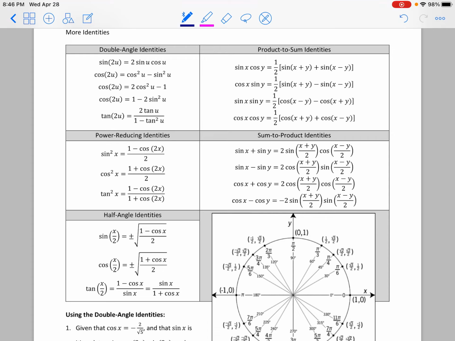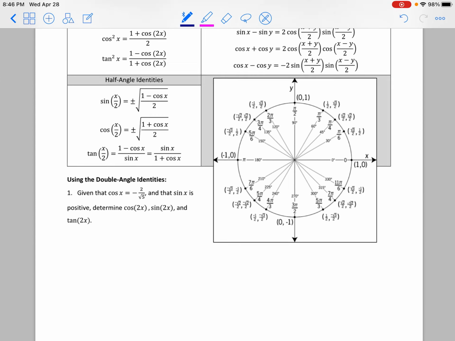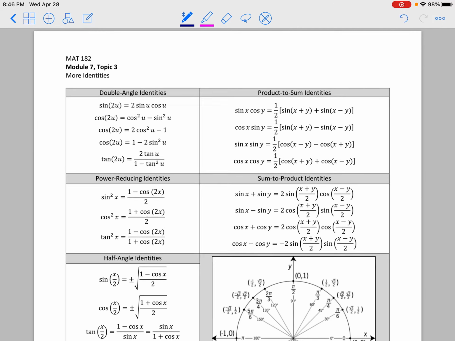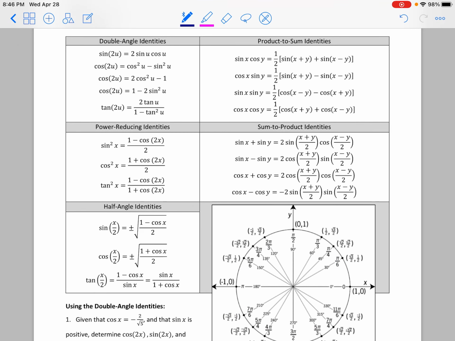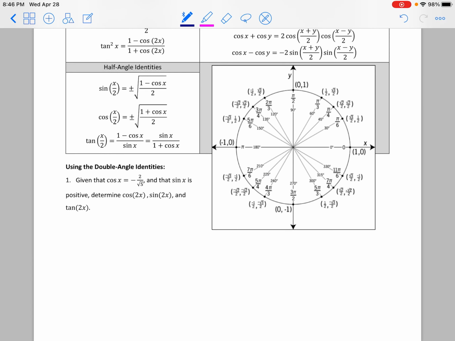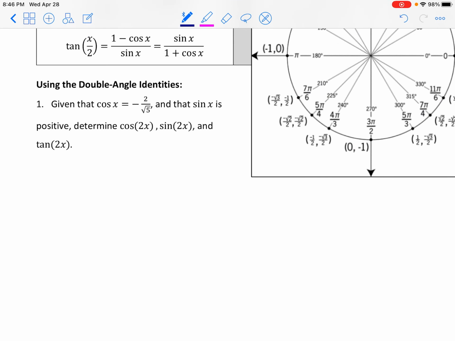Okay, so we're going to go through a few examples again just to try to build off of what we've been working on for a few topics, and hopefully by the end of this you'll feel okay working with what we call the double angle, power reducing, half angle, or product to sum, sum to product identities. Okay, so those along with the unit circle are going to be helpful here. So let's look at our first example.